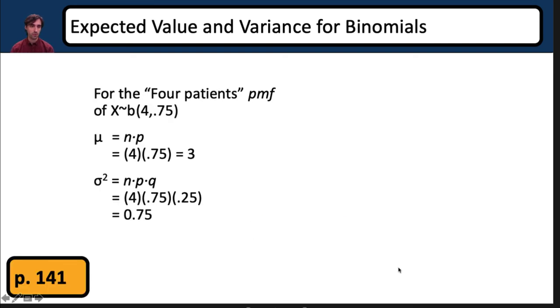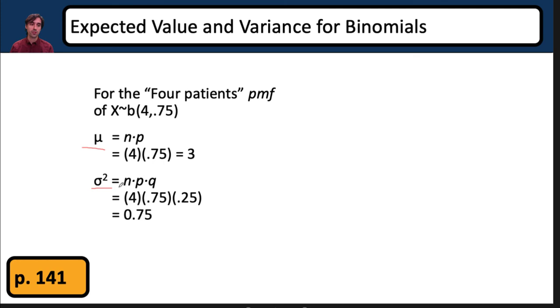So let's move a little bit forward with this. With our 4 patients, what do we have? What is our mu? What we have here is n, so we have 4 patients times the probability of success, 0.75, which is 3. So it's basically saying that on average 3 people survive this, which makes sense when you look at it as 75% out of 100, that's 3/4.